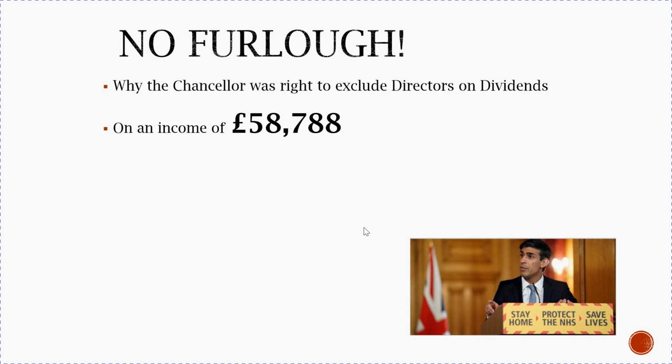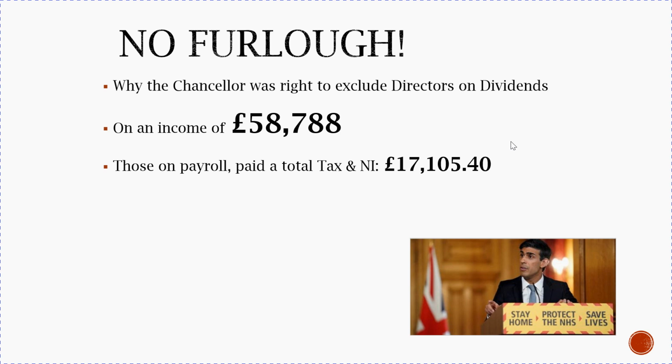So if we think about this, if you're on an income of £58,788, those who are on the payroll, they paid their tax and national insurance of £17,105.40. And I always say to people, don't feel bad about paying tax. It means you've made some money. And don't feel bad about paying national insurance either, because national insurance goes towards funding the NHS and libraries and hospitals, police, the fire department, keeping the lights on, collecting your rubbish or whatever, and also for pensions and stuff. So it goes towards the social benefits that we rely upon and come to expect in society. We've got to pay into a system. We can't just be taken out of it.